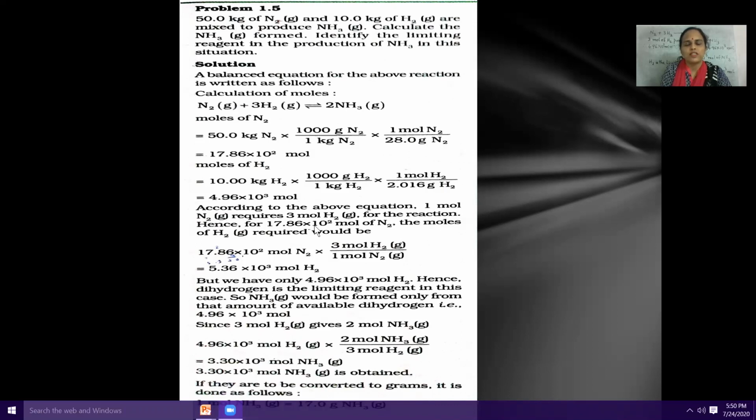So this is your limiting reagent. Hydrogen is your limiting reagent there. So ammonia will be formed from the limiting reagent, and the ammonia produced is 3.30 into 10 raised to 3 moles of ammonia. So this is how you'll solve this problem related to the limiting reagent. Hope it's clear.